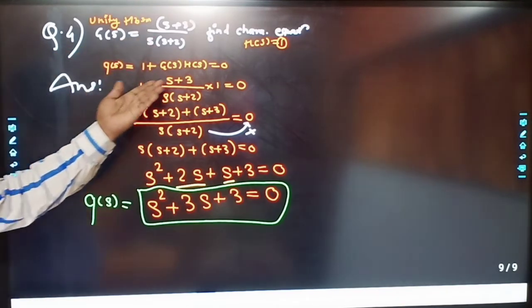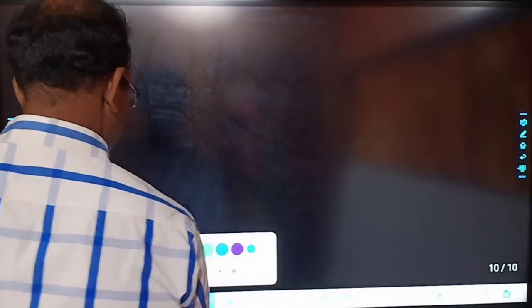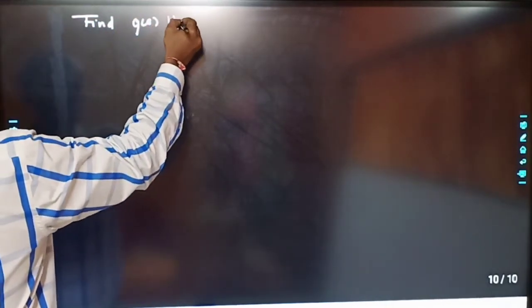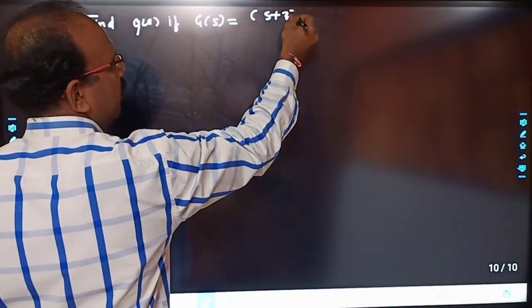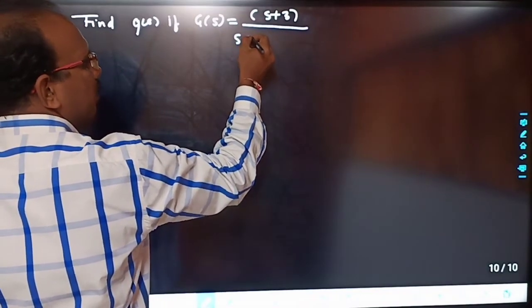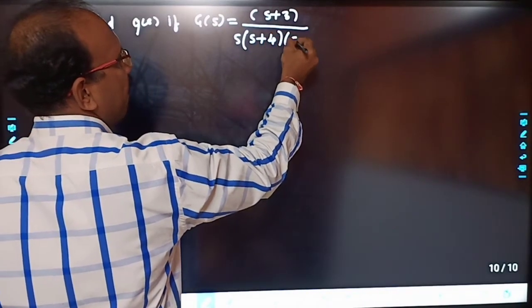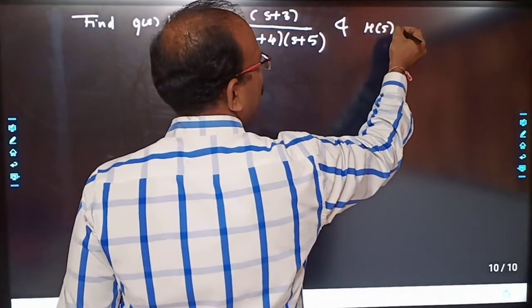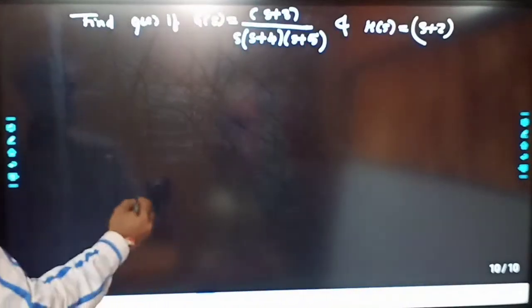So how do we find the characteristic equation if only g of s is given? Simply write 1 plus g of s equals 0, like this. Now I consider one more example: find the characteristic equation if g of s equals s plus 3 upon s plus 4, s plus 5, and h of s equals s plus 2. Then we can write the answer.